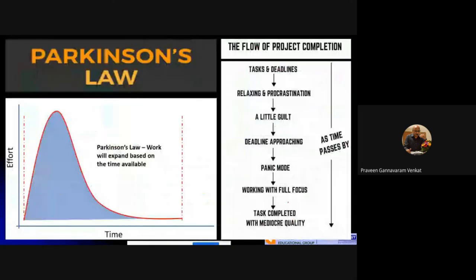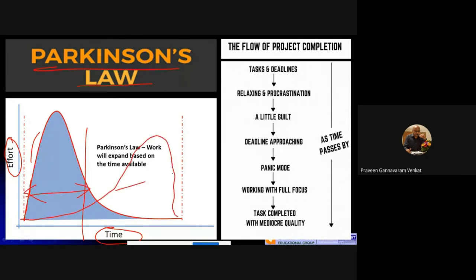Next, this is Parkinson's law. Everybody knows Parkinson's law. This is the graph comparing effort and time. You have to make more effort at the initial stage, in the initial time. If you do not, then the quality of work will come down.